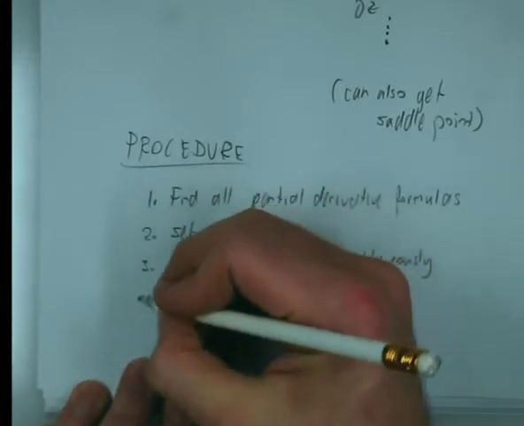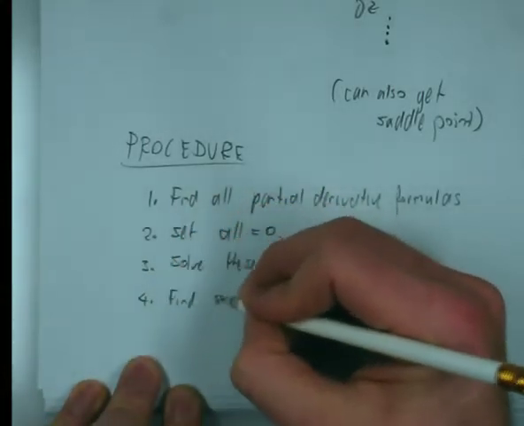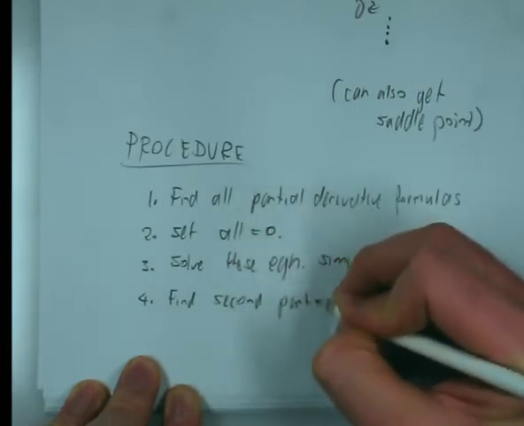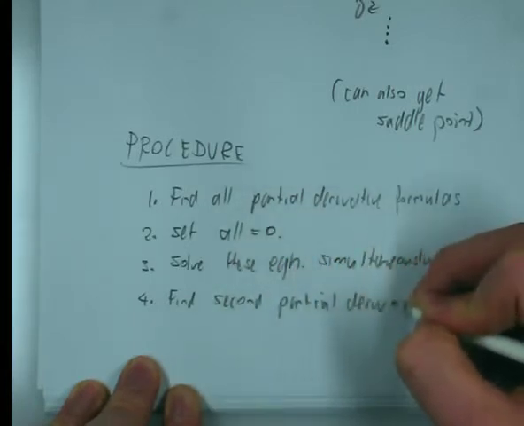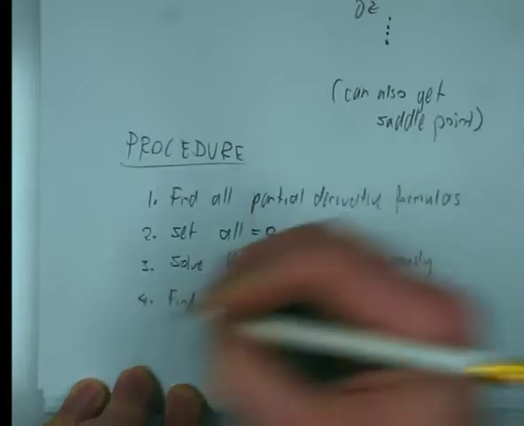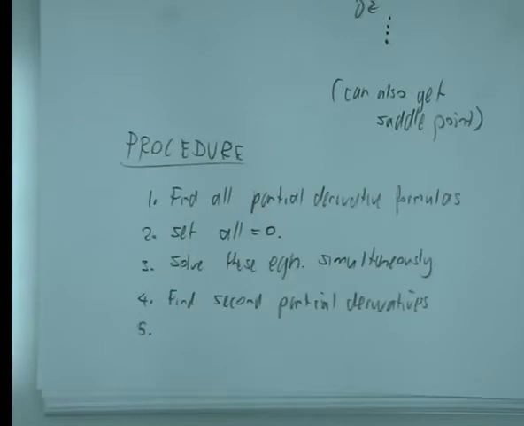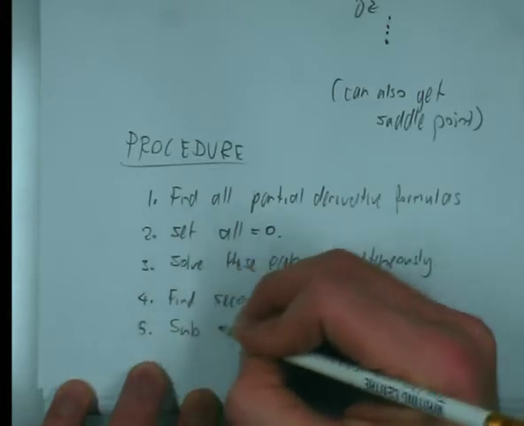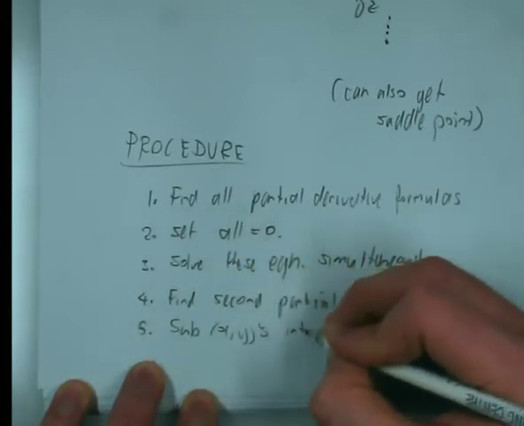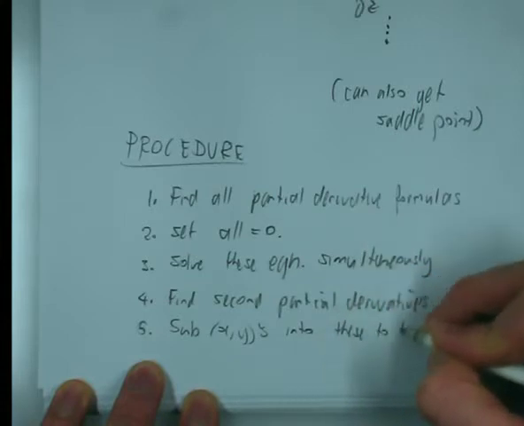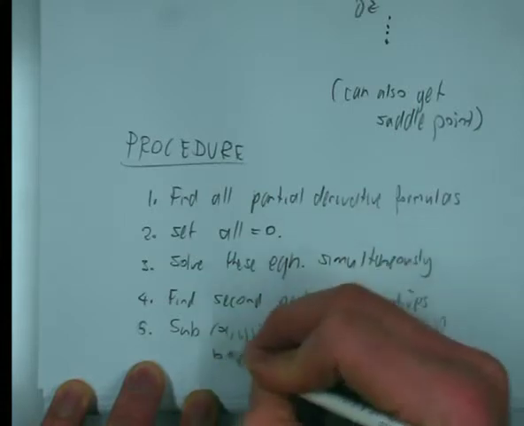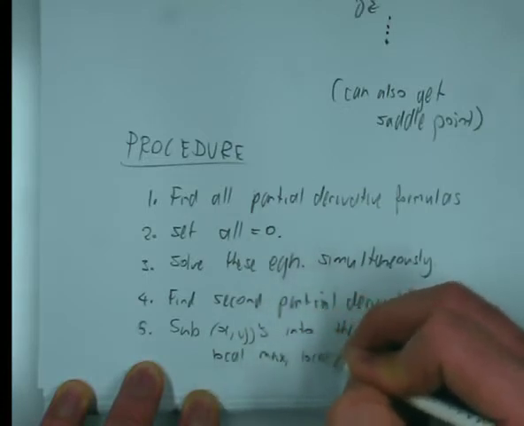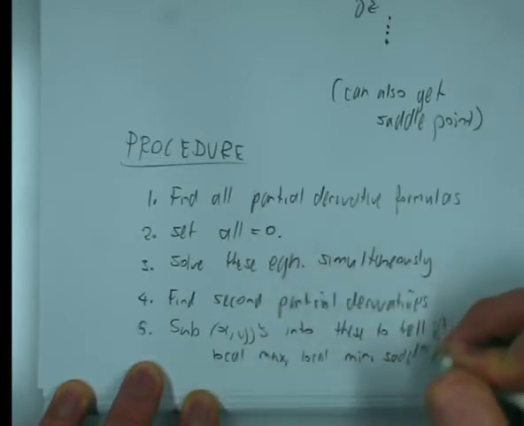And then number 4 is you're going to have to find your second derivatives. And number 5, you're going to have to sub in each of your x-y combinations into that, and it will tell you whether it's a maximum, minimum, or saddle point, and sometimes it won't tell you anything at all. So sub x, y's into these to tell maximum, minimum, or saddle point.